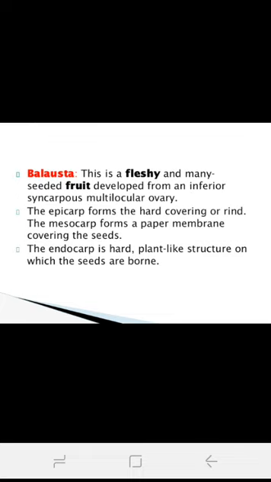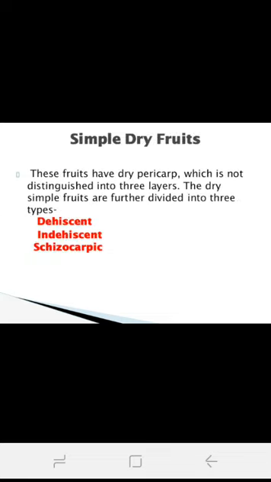Then Balausta. This is a fleshy and many seeded fruit developed from an inferior syncarpous multilocular ovary. Fleshy as well as many seeded. The epicarp forms a hard covering known as rind. The mesocarp forms the membrane covering the seeds. Pomegranate is a very good example. Its epicarp is very hard and the mesocarp has some small membranous structures. So that's all about the fleshy fruits.